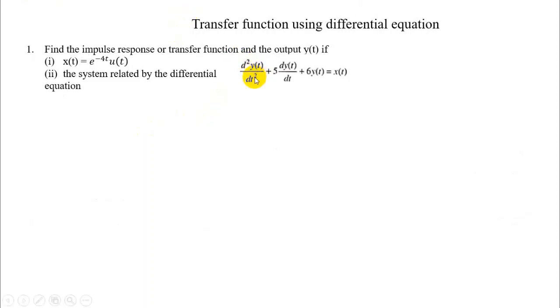Welcome to the lecture video of Fourier transform. In this video I will talk about the transfer function using the differential equation.